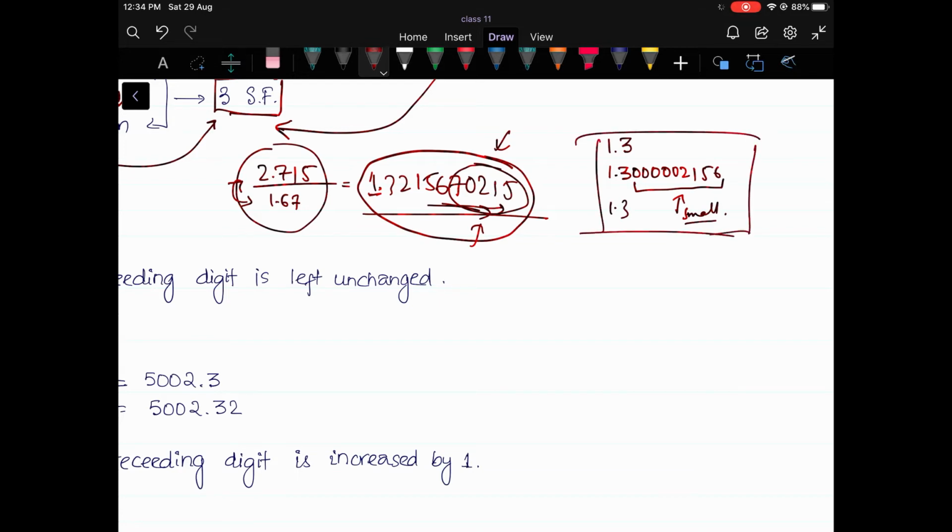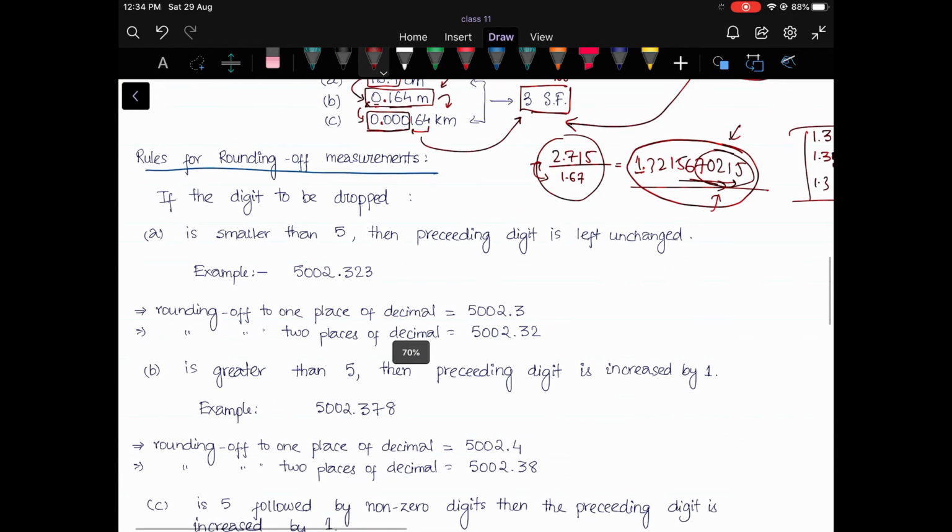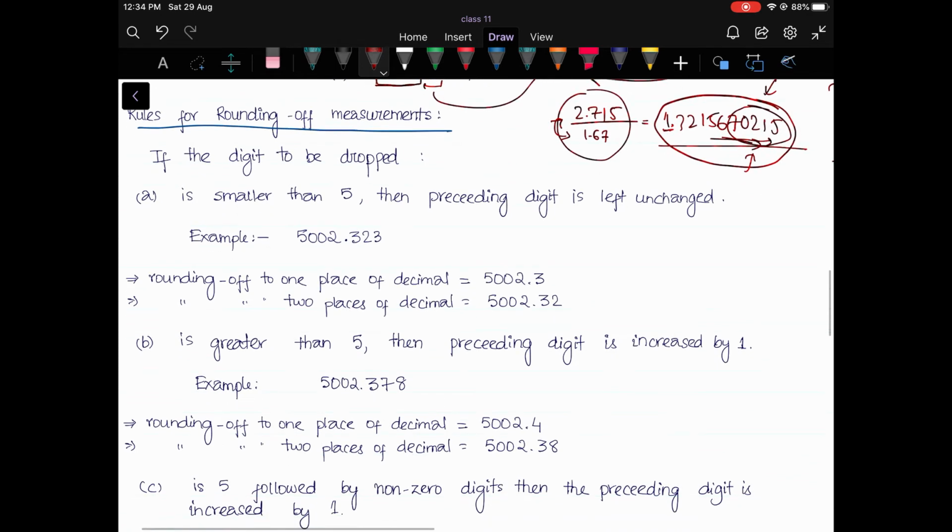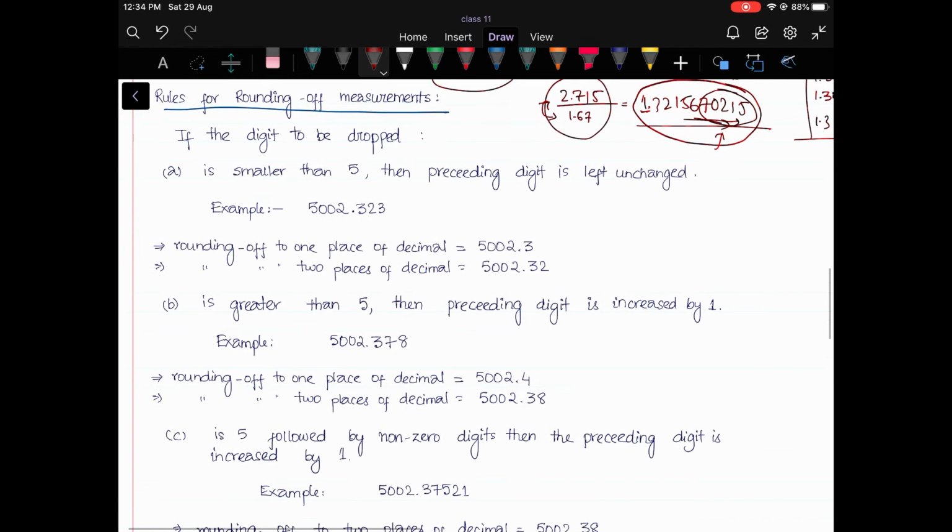Now this rounding off cannot be done without following some rules, but we have some very specific rules to round off any measurement. So let's start with the first one. This is our heading for all of A, B, C and D. If the digit to be dropped, that means I want to drop some numbers, starting from that digit, is smaller than 5, then the preceding digit is left unchanged.